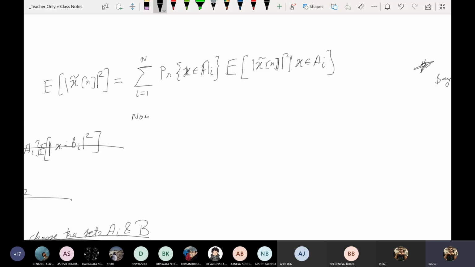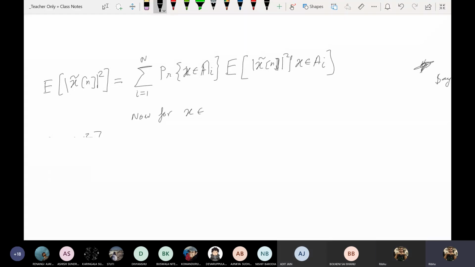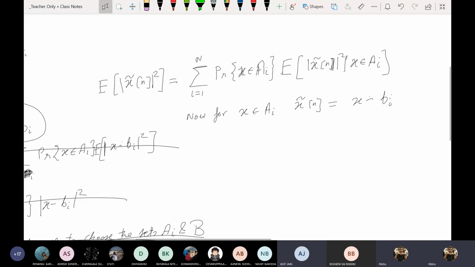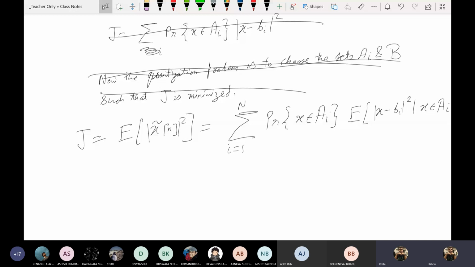Now for x in ai, x tilde n equals x minus bi, right? Yes, sir. So based on that, we get this J.